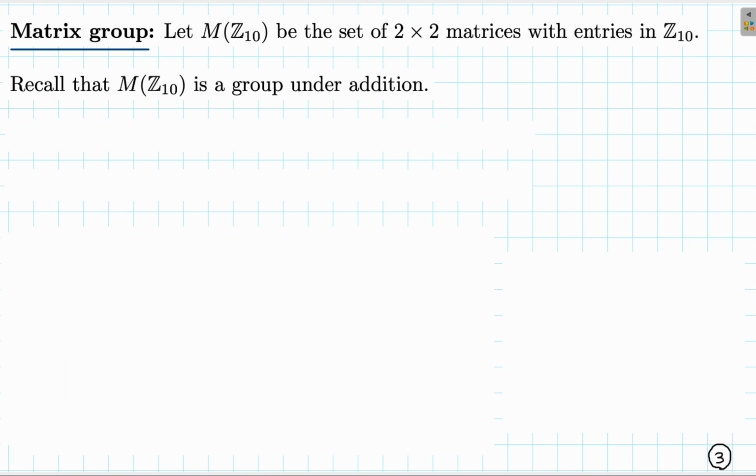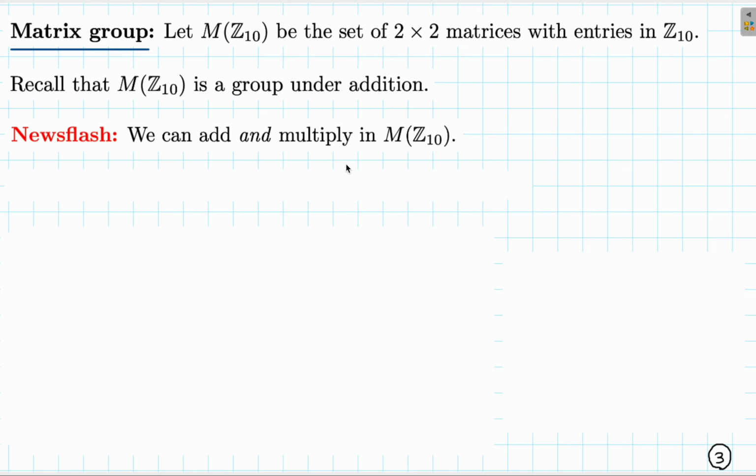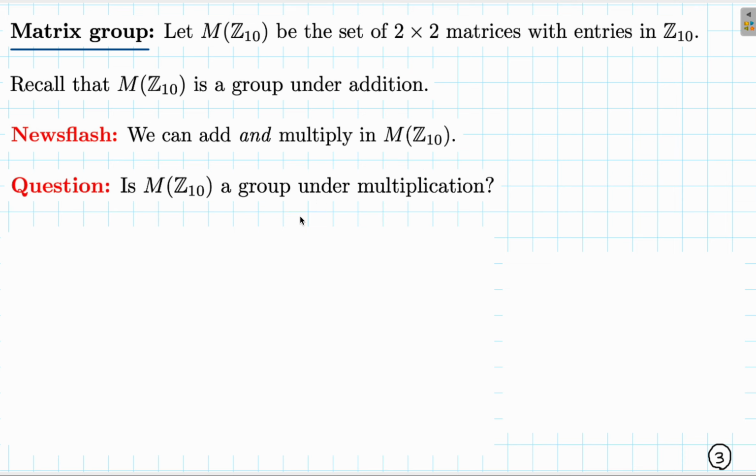Now let's turn our focus on a matrix group. So we'll let M of Z10 be the set of 2 by 2 matrices with entries in Z10. And remember that M of Z10 is a group under addition. However, we recall that we can not only add matrices, but we can multiply 2 by 2 matrices as well. In other words, we can add and multiply in M of Z10, which once again begs the question, is M of Z10 a group under multiplication?